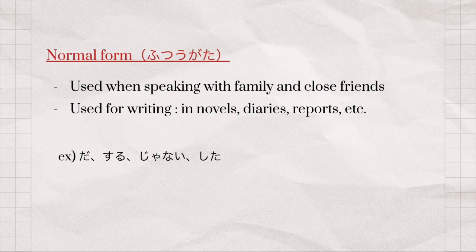So, for example, normal forms usually end with だ, する, じゃない, した. So let's say if you're trying to talk with your family member, and I wanted to say, oh, I am going to study, I'll say 勉強する. Or if I wanted to write down in my novel that I studied today, I would say 勉強した, which means I studied.